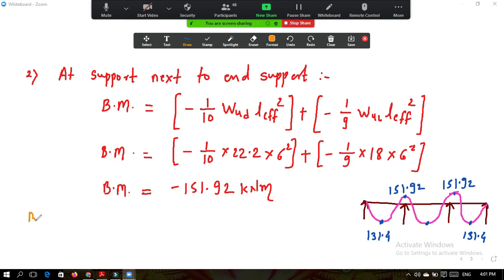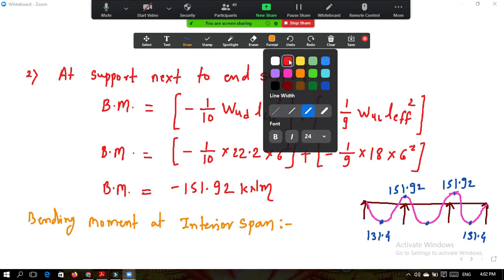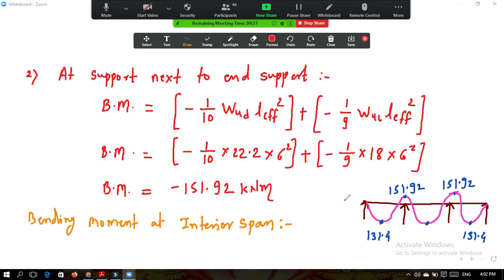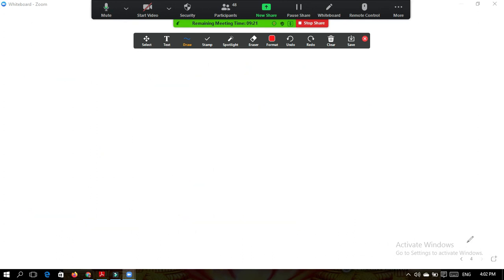So bending moment at interior span. Okay, so now we need to calculate the bending moment. So if this is over, I will take the next board. झालं का? Yes. Okay. So next board we will take here.